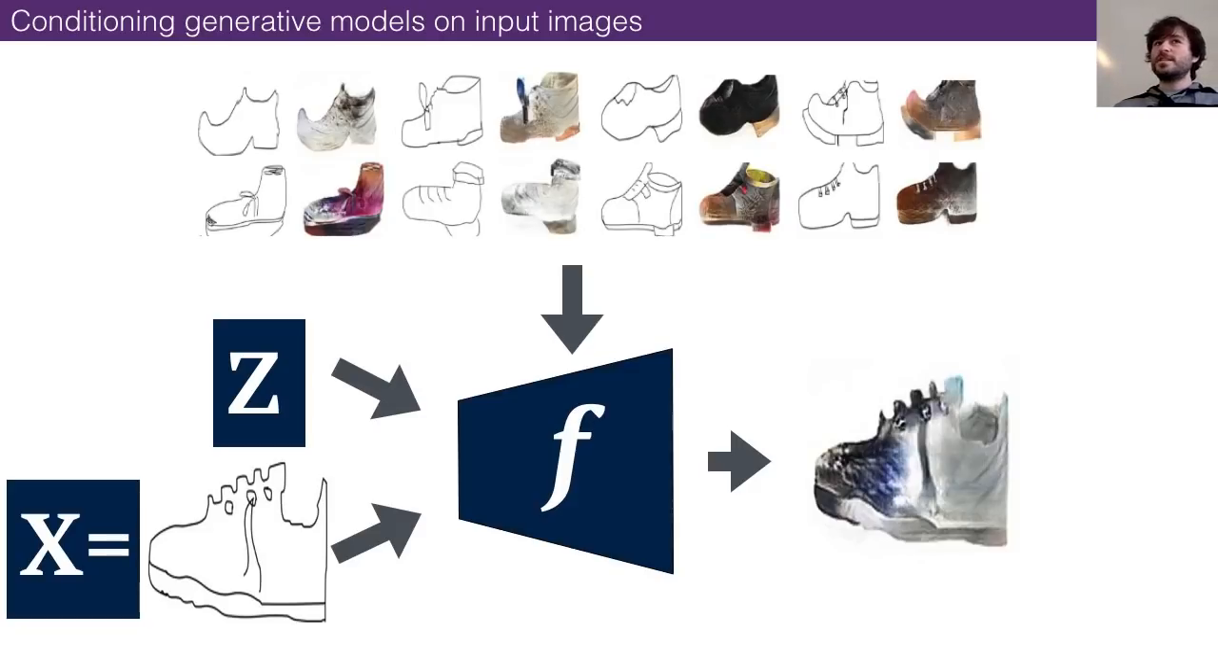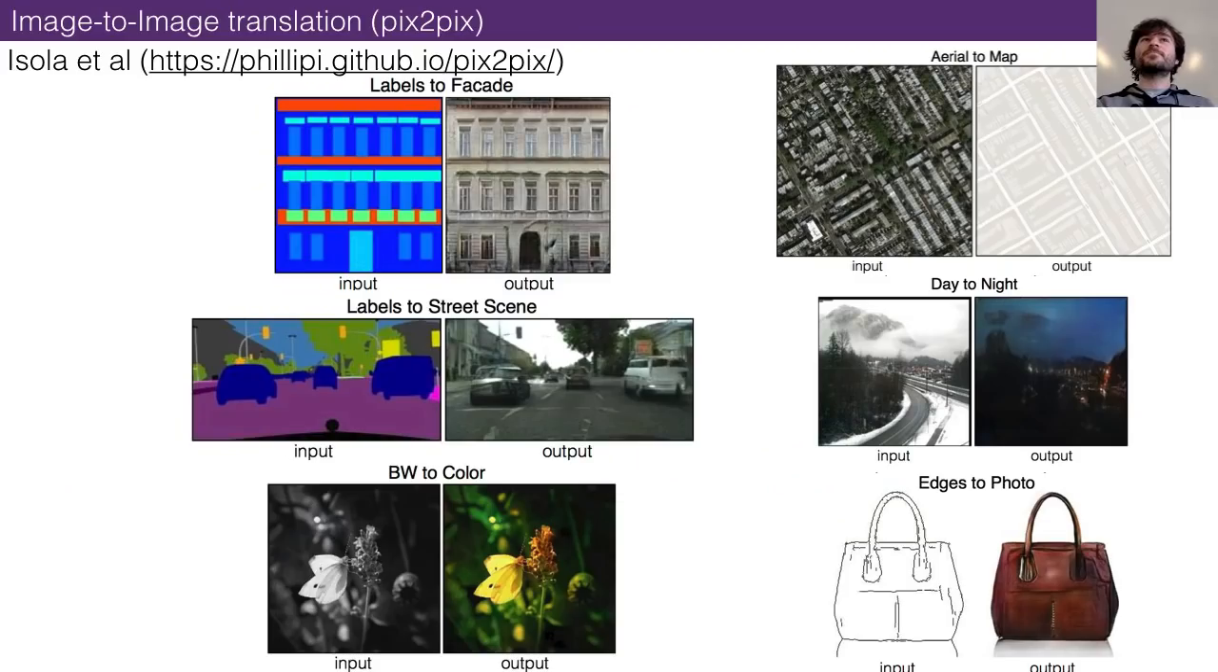Then you can train one of these so that you input a sketch of a shoe and it produces the colored shoe, right? Very exciting, right? So yeah, and that's basically what we mean by these image-to-image networks.